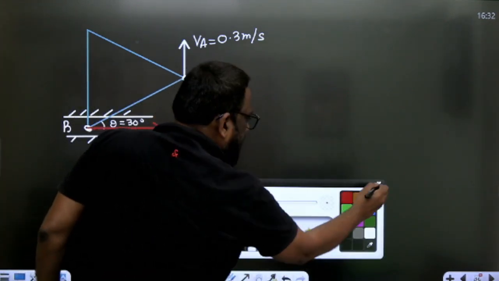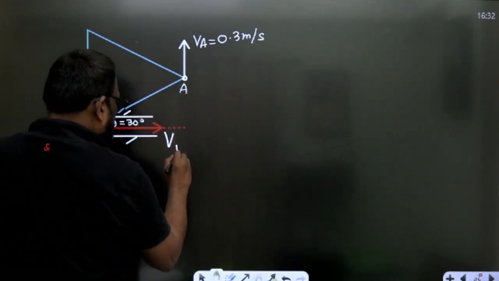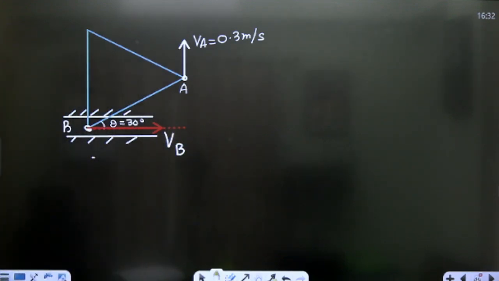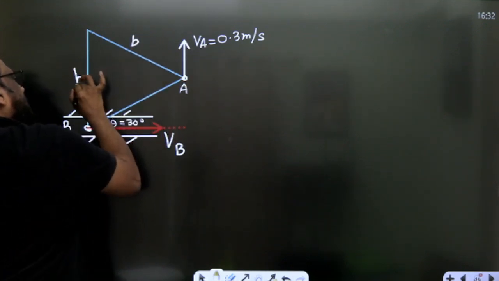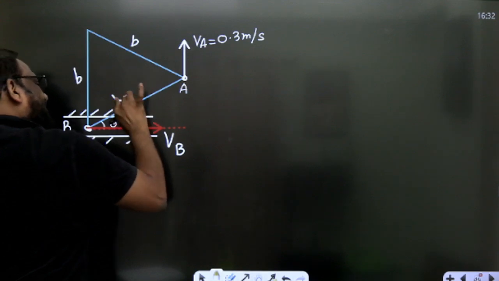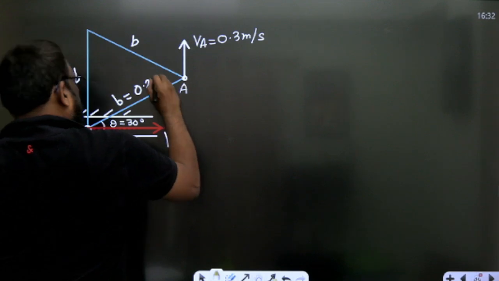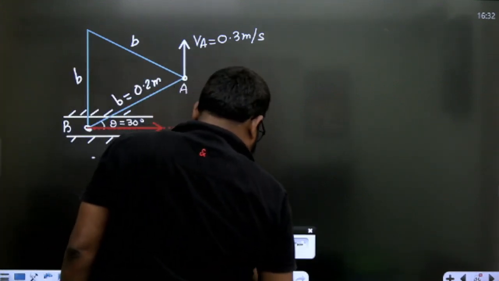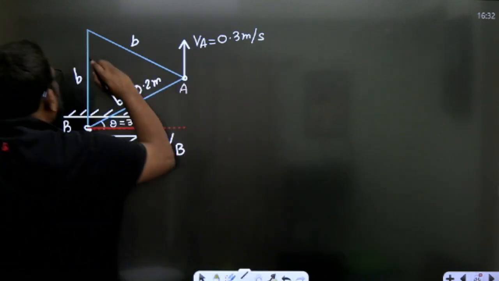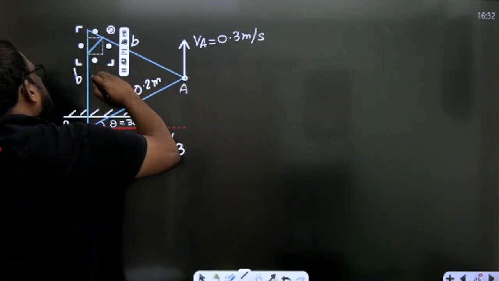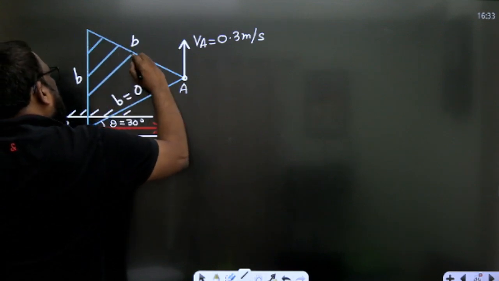This is our velocity VB. This is B. This length is given as 0.2 meter. Please note down that it is completely a single link. This is a single link. It is an equilateral triangular plate.